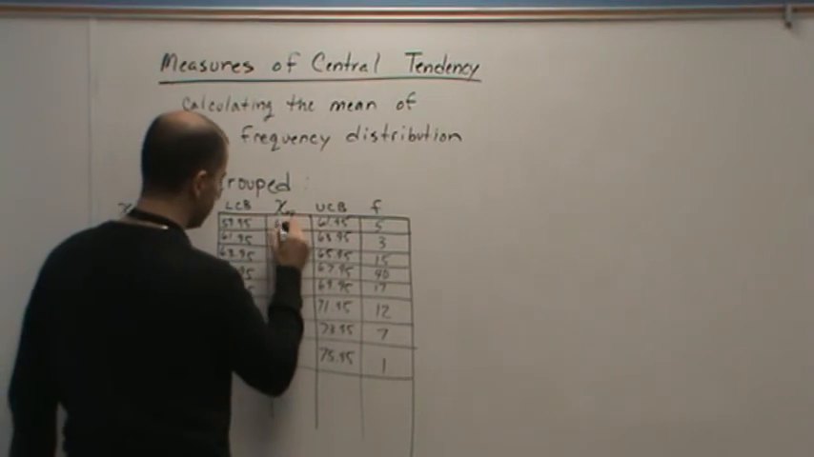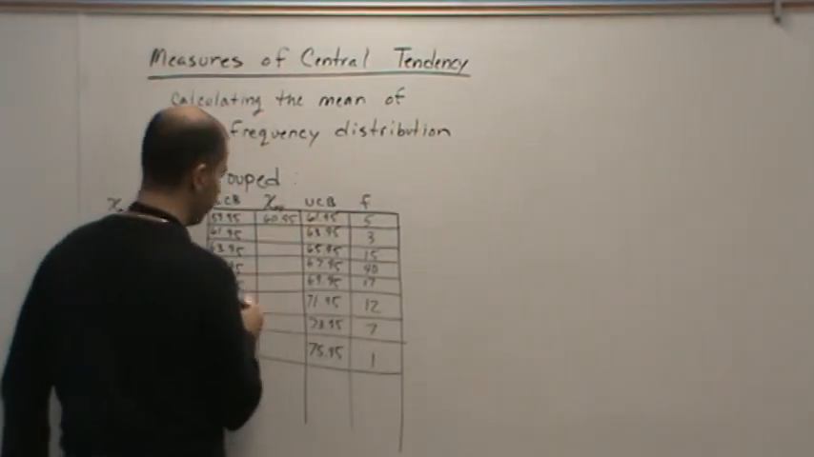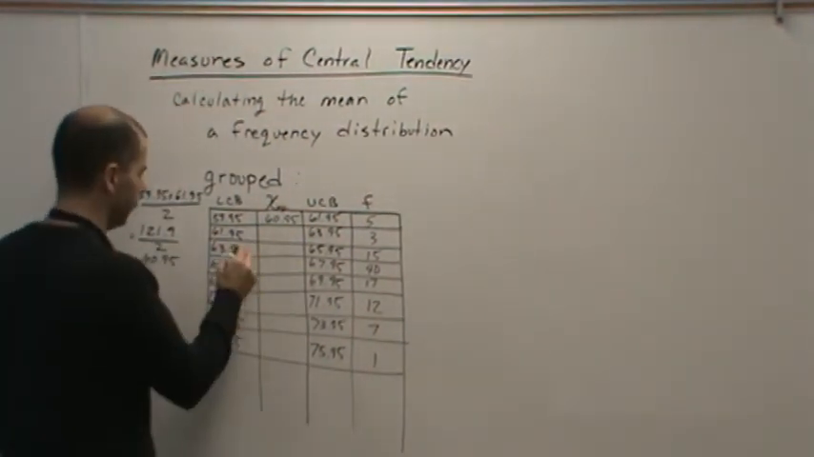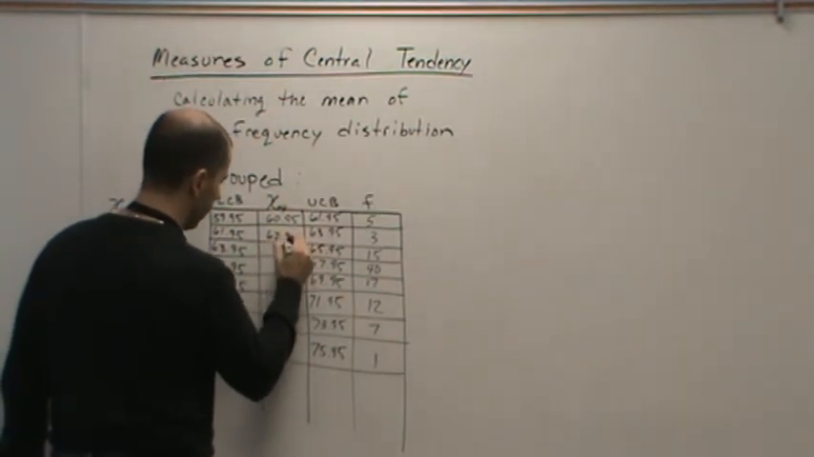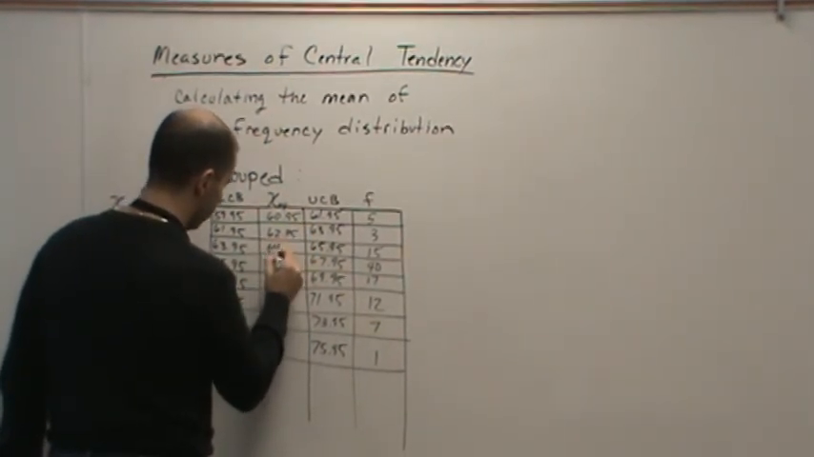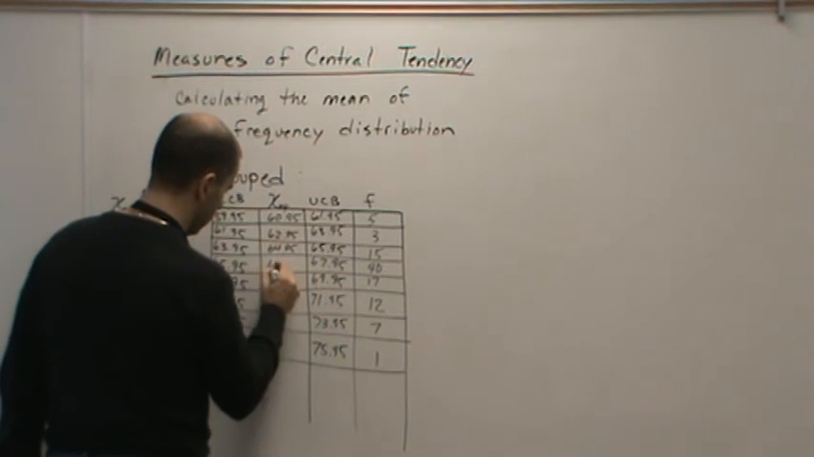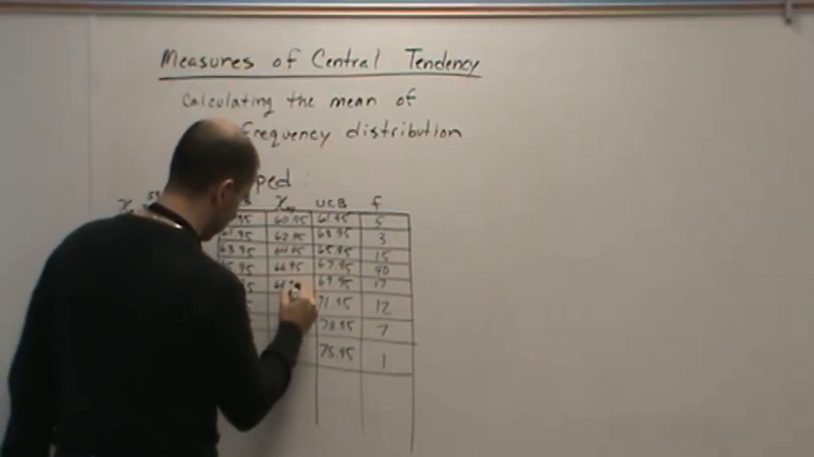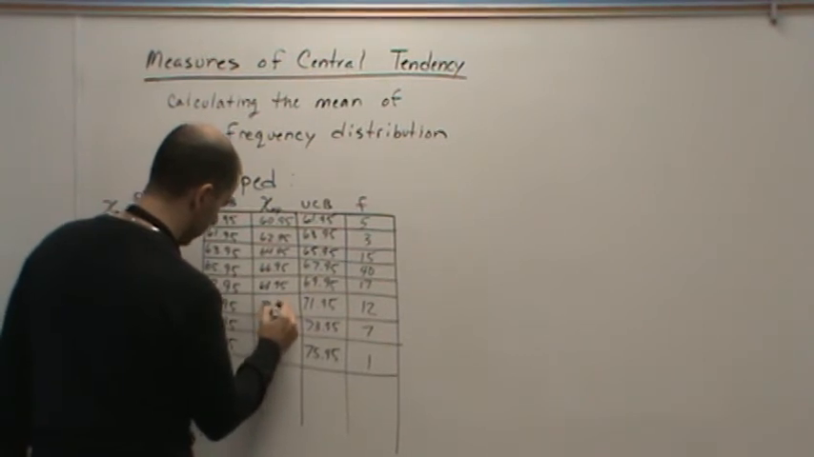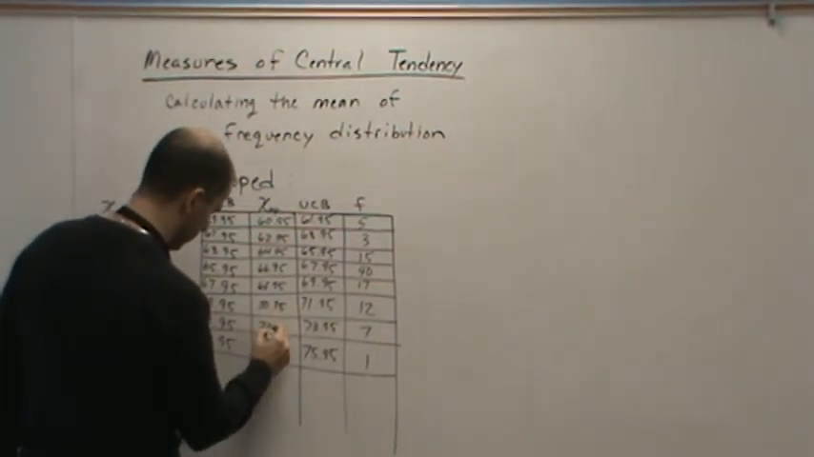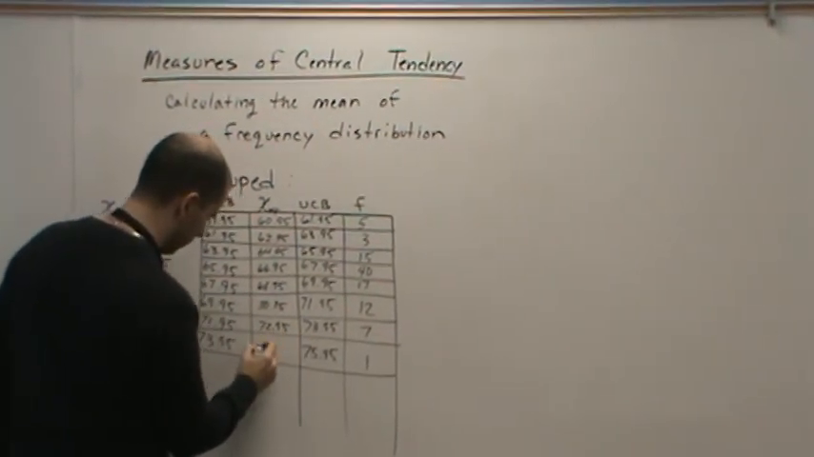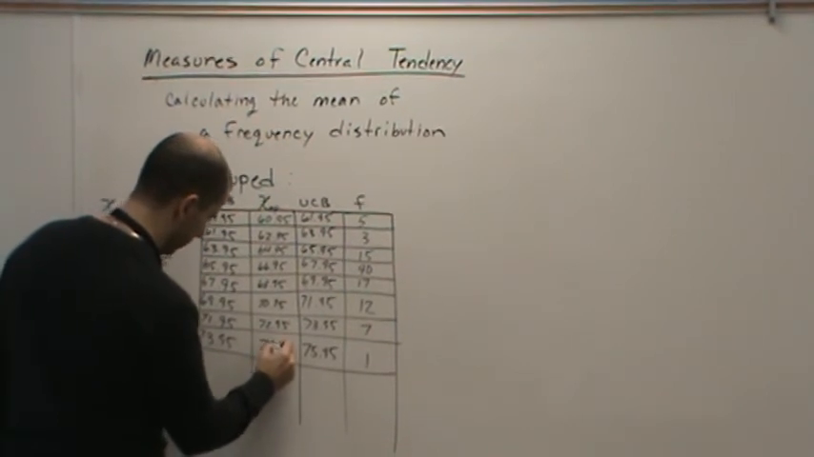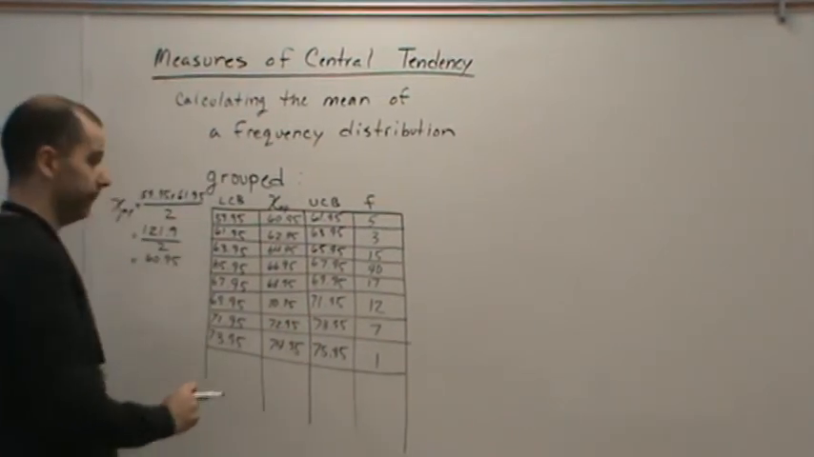So here it's 60.95, and we just add 2 all the way down. So 62.95, 64.95, 66.95, 68.95, 70.95, 72.95, and 74.95. So now, that's the midpoint.